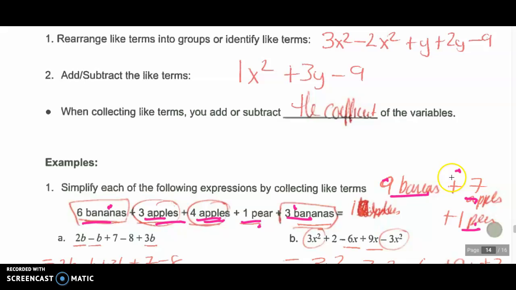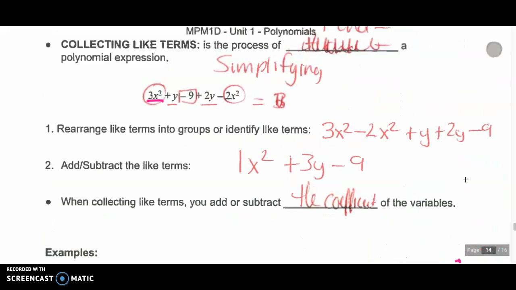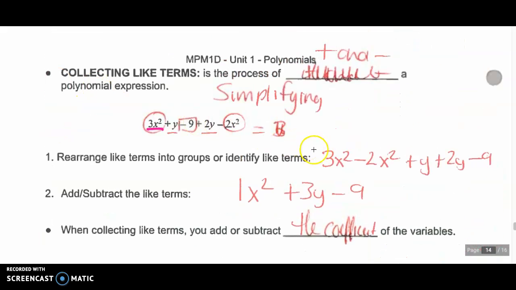Okay, so once you collect terms like this, you stop. When you collect them, you can rewrite them in order, rearrange the terms into groups or identify like terms. I don't like to rearrange them. I like to circle. I probably told you that in class. So I have 3x squared and minus 2x squared here. So just be careful with that negative, right? So 3x squared and minus 2x squared. Then you have your y's. So you want to identify the terms and then collect them. Okay. So there's 3 and there's minus 2.